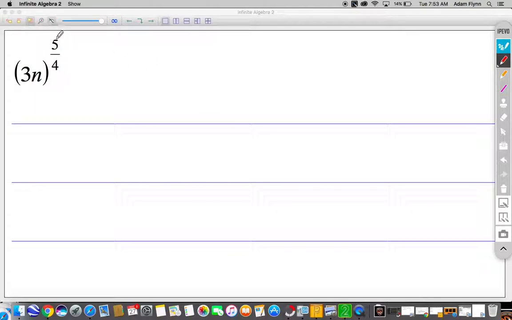Number 4, I've got 5 is my b, 4 is my a. 3n is in parentheses, so that's my entire base. So my a will come out front, so I have a 4th root. Parentheses, I'm going to put 3n, and my power is 5. So that would be our answer right there. On to the next one.